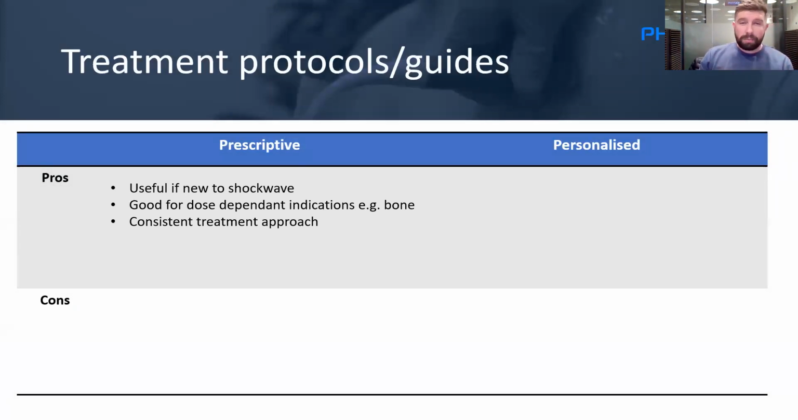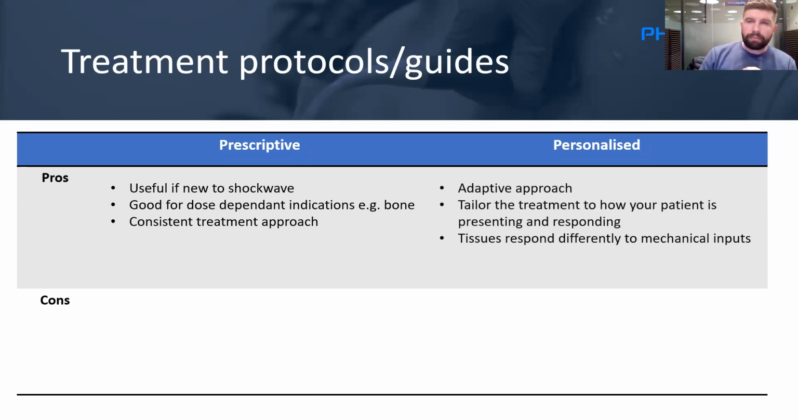It's also very good for dose-dependent indications, so certain bone indications are very dose-dependent. Meniscus may go that way as well. Tendons are a little bit different, there's more variation there, but it also allows you a consistent treatment approach. From a personalized perspective, it allows you to be adaptive, and you tailor the treatment to how your patient, athlete, or client is presenting and how they respond. If somebody's presenting acutely, it's going to be quite different to how you might treat them from a chronic perspective, and also what you would like to achieve from that treatment period with them.